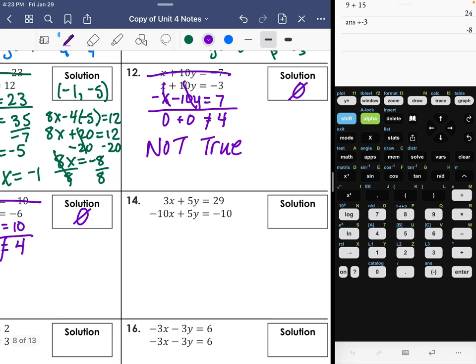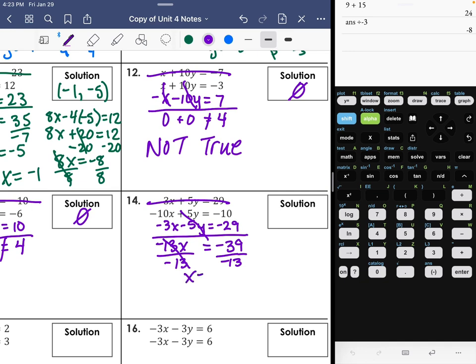All right, number 14. I'm going to rewrite the top one. Negative 3x minus 5y equals negative 29. Mark that out. Add these together. Negative 10 and negative 3 is negative 13x. 5 and negative 5 eliminate the y. Negative 10 and negative 29 is negative 39. Then we're going to just divide by negative 13. Negative 39 divided by negative 13 is positive 3.